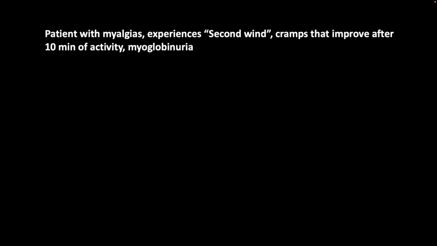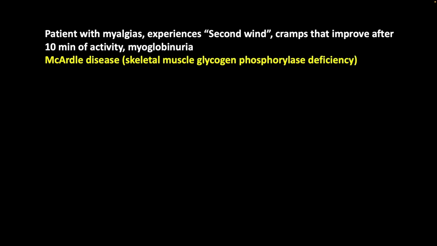Now let's talk about lysosomal storage disorders. So you have a patient with myalgias. They experience a second wind, cramps that improve after 10 minutes of activity. They also have myoglobinuria. This would be McArdle's disease, and it's a skeletal muscle glycogen phosphorylase deficiency.